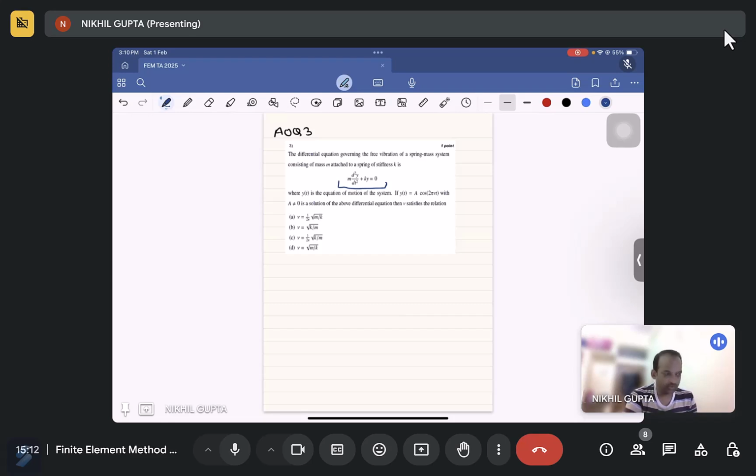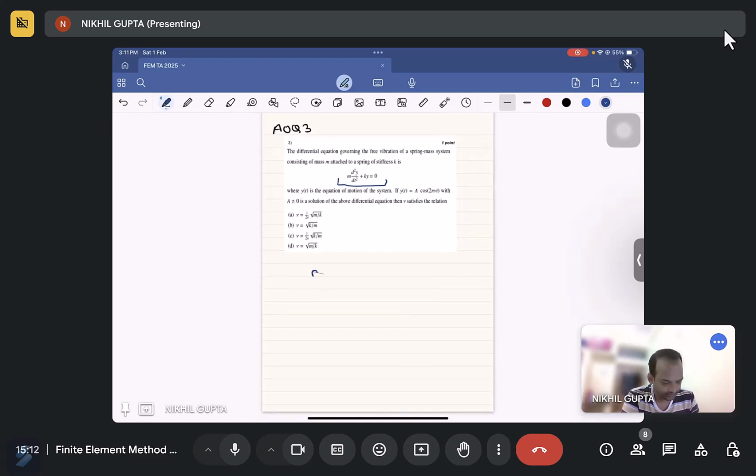This is a little tricky question. If anyone wants to comment, you can let me know. I'll give you a 1 or 2 minutes time. Okay, if no one wants to give the answer, I'll continue.